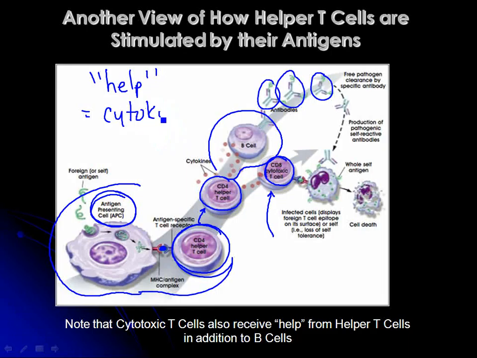That help comes in the form of cytokines, and those are protein molecules that are released by the cell. They bind to the cell that they're trying to stimulate, and they cause changes inside that cell, some sort of change in behavior, or in the case of the B cell, it's going to stimulate it to multiply and convert into plasma and memory cells.